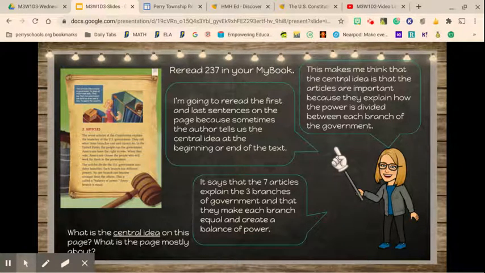I'm going to reread the first and last sentence on the page because sometimes the author tells us the central idea at the beginning or the end of the text. The 7 Articles of the Constitution explain the branches of the United States government.